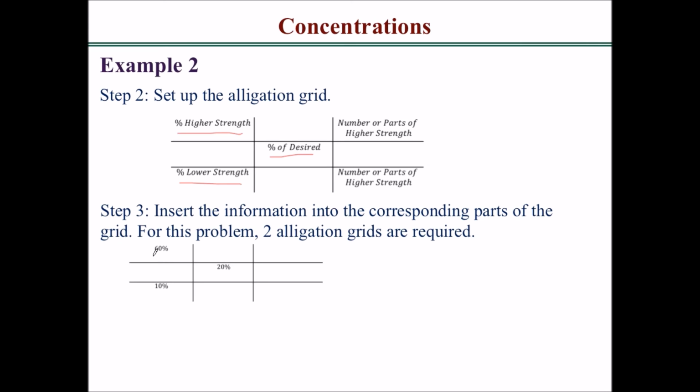The highest strength of the 3 lots was 60%, and the lowest strength was 10%, and you're trying to make it 20%. This would be the first grid. The second grid would include the second highest concentration, which is 30%, and again, on the lower part, you'd have 10%. And again, you're trying to make it 20%.